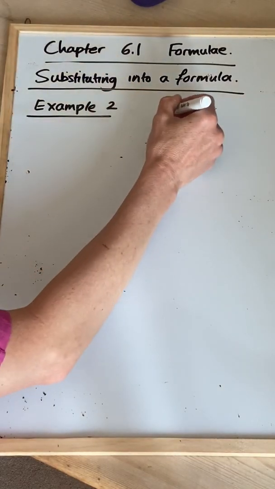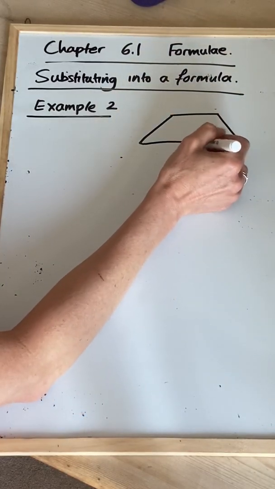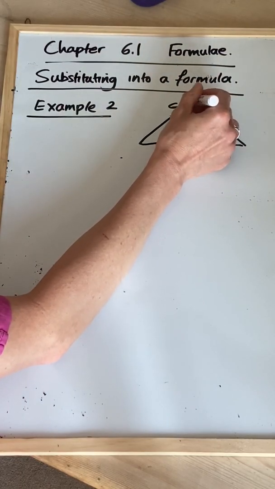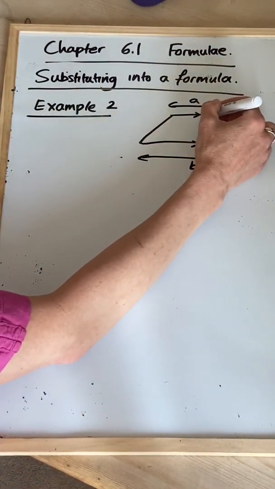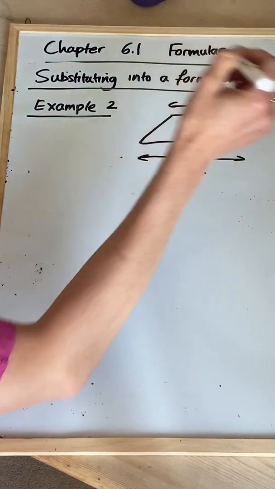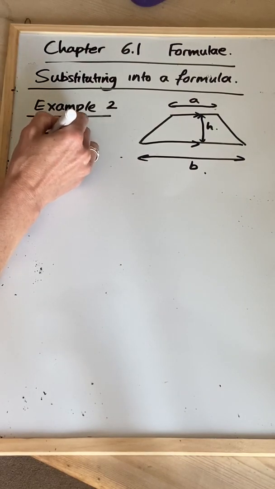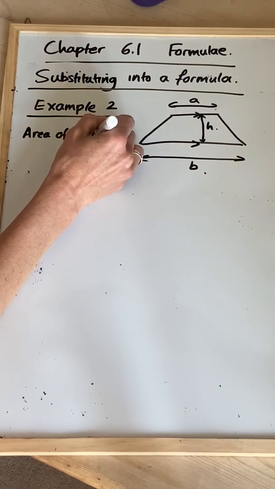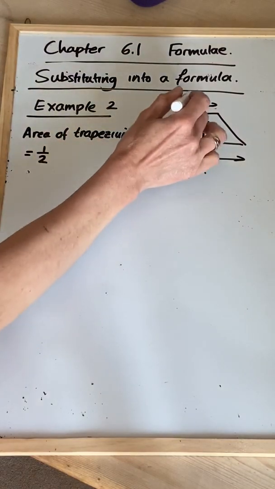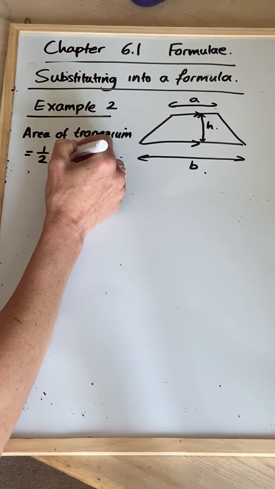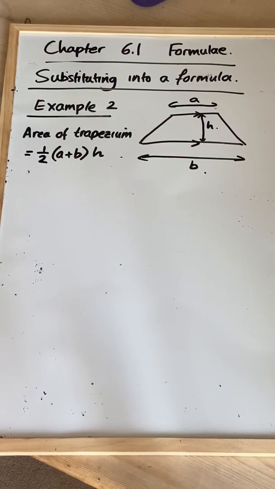Hopefully you can remember what a trapezium looks like. I usually draw mine looking like this, but they don't always look quite like this. The key thing is they've got 2 parallel sides, and we call those a and b in our formula. And the perpendicular distance between those 2 sides we always call h. And the formula for the area of a trapezium, and you should know this one, and if you don't, it's probably time to learn this one. Area of a trapezium is half of these 2 lengths added together, the 2 parallel sides added together, multiplied by h, the perpendicular distance between them.